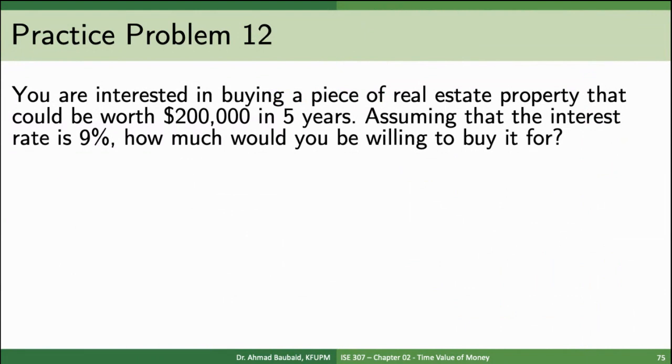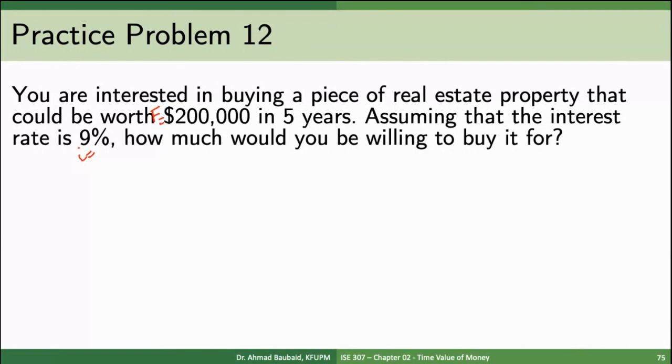So here is another example, just fairly quickly. Let's say you're interested in buying a house, a piece of real estate. And you know it's going to be worth $200,000 in 5 years. So this is kind of your F. This is what it's going to be worth after 5 years, $200,000. Assuming that the interest rate is 9%, which is I. So this is your I.